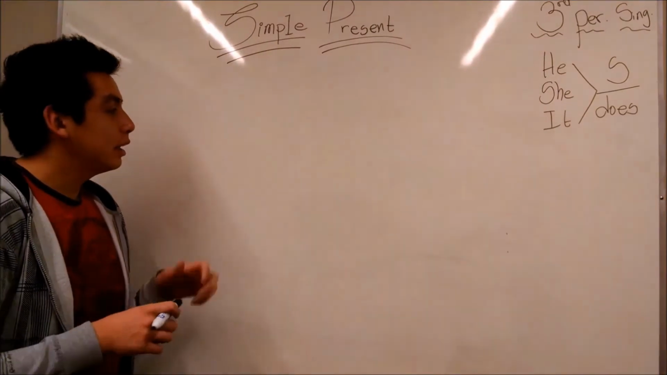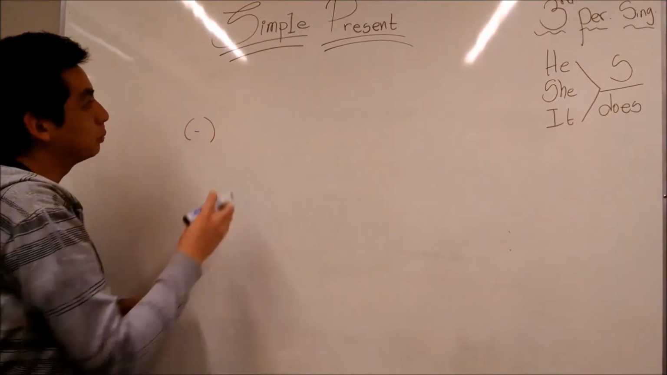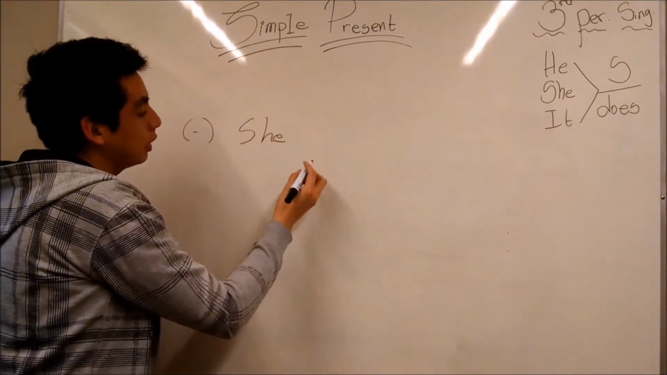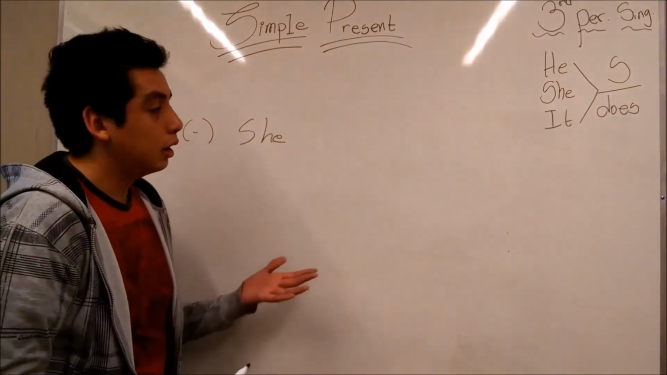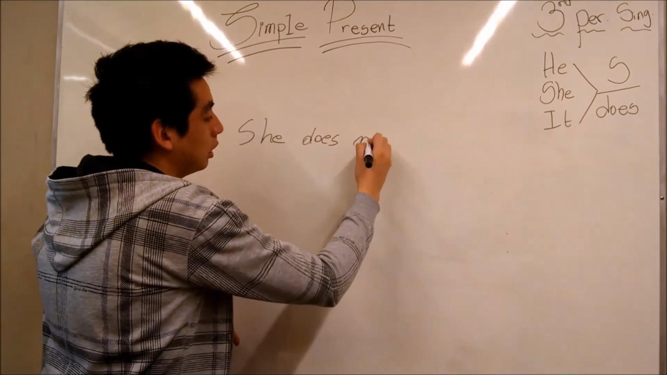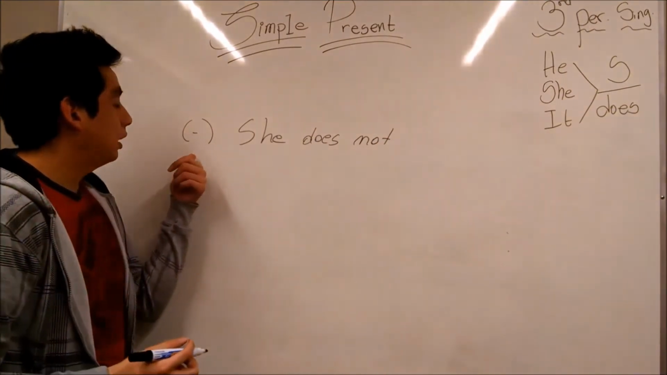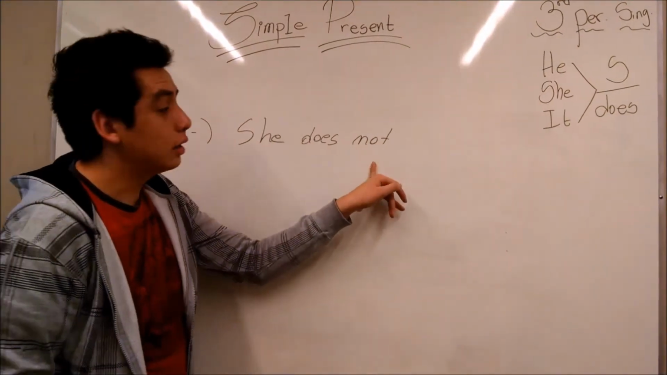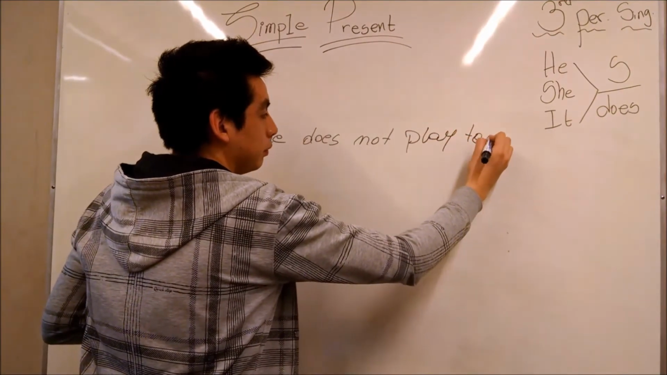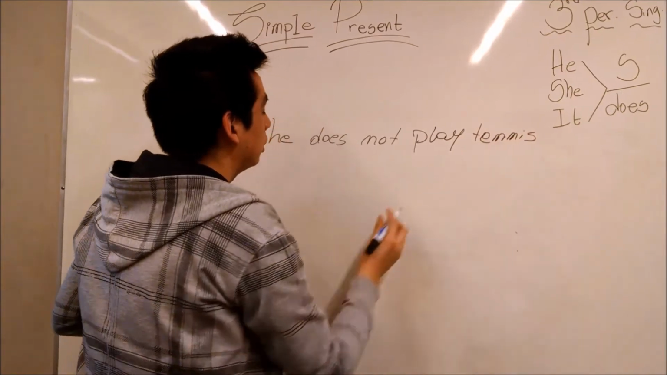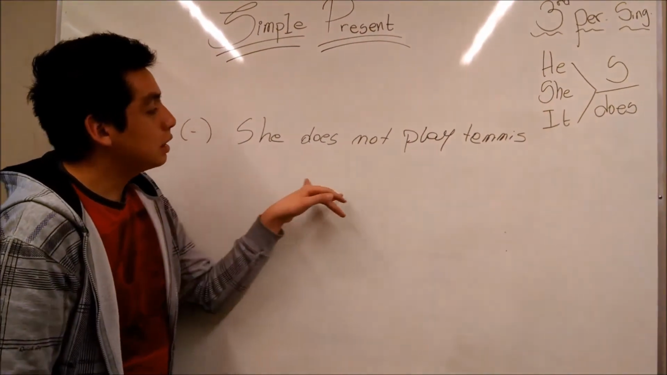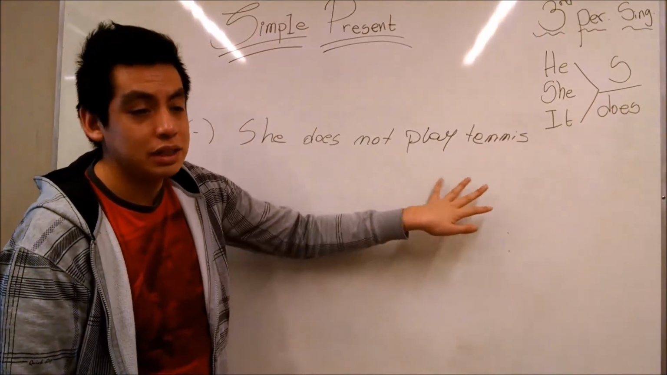Now we're going to see a negative structure of simple present tense. Okay, so in this case, we're going to use she. For the third person singular, we have to put does. Because it is negative, we have to put not. Then our infinitive verb and then our complement. She does not play tennis.